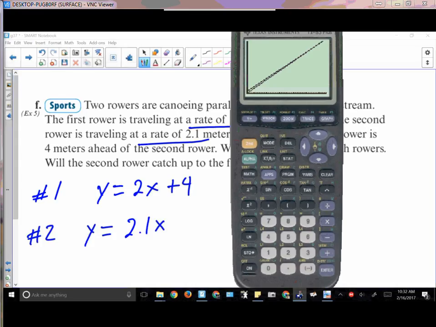Now, one of the nice things about the graphing calculator is it has the ability to go and tell you where they intersect. So I'm going to hit second. I'm going to go down to number 5. And it tells me that after 40 seconds, they are going to be in the same place at 84 meters. So they will meet. After 40 seconds, then the other one will be a hit.